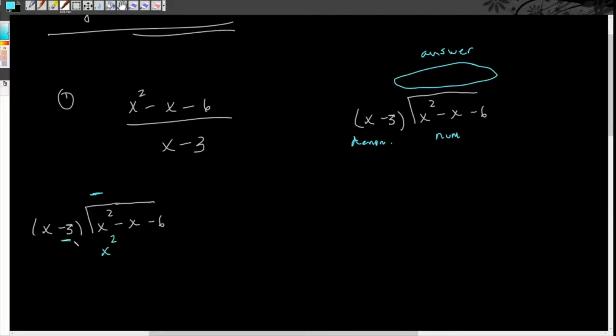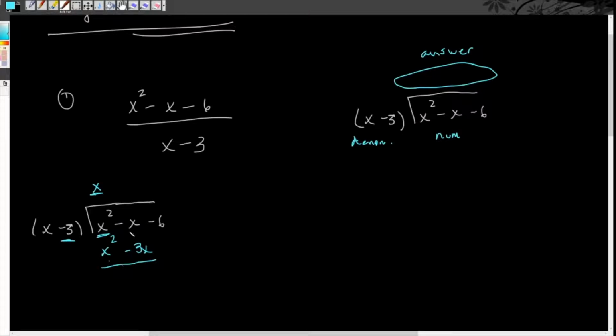I'm not going to worry about this minus 3 right now. But what times x equals x squared? Well, wouldn't it just be x? So I'm going to multiply x times x minus 3, so I get x squared, and then x times negative 3 is minus 3x. Any questions with how I just got that? Are we all on board right now? So basically, I want to match this leading term. So what times x equals x squared? Well, it's x.